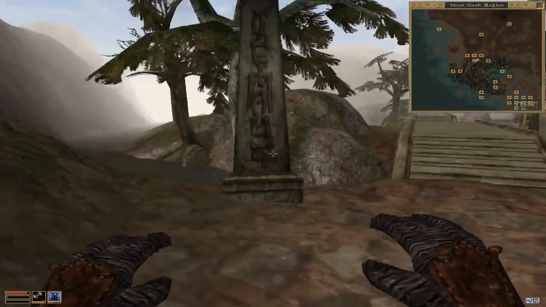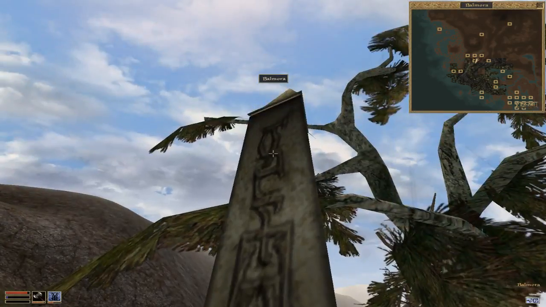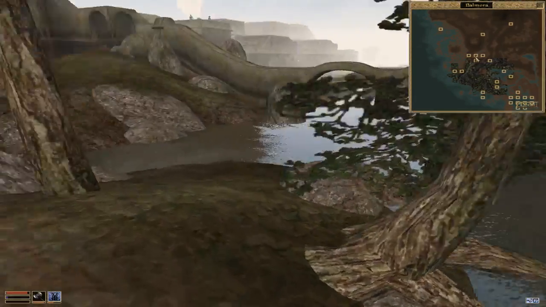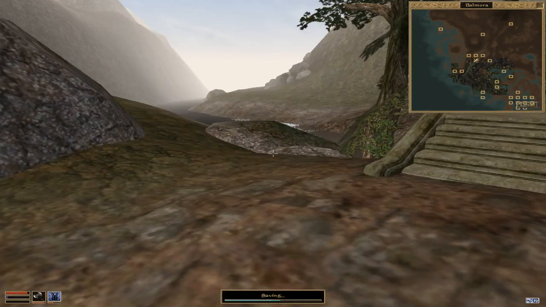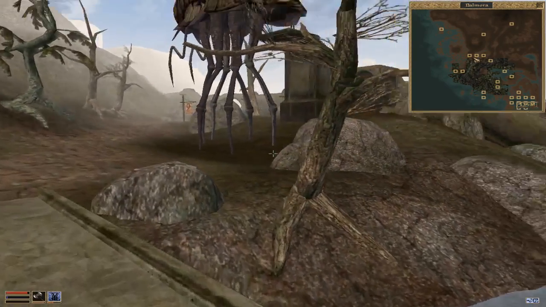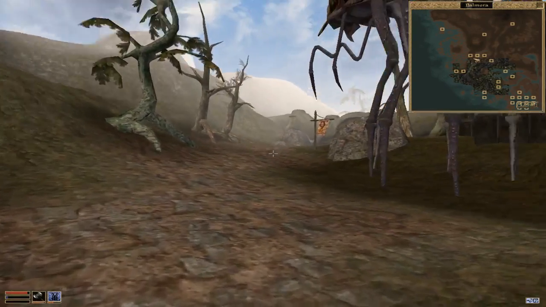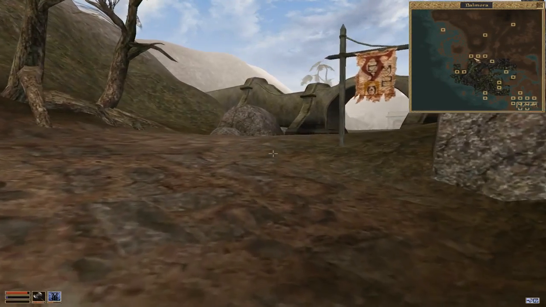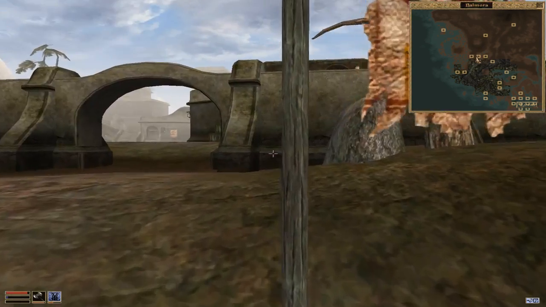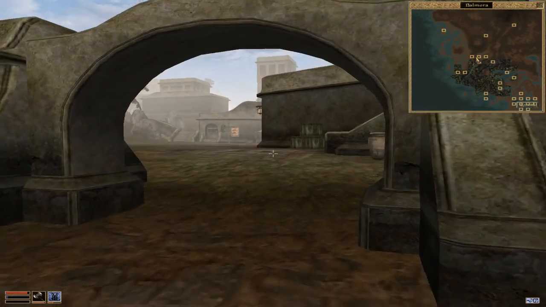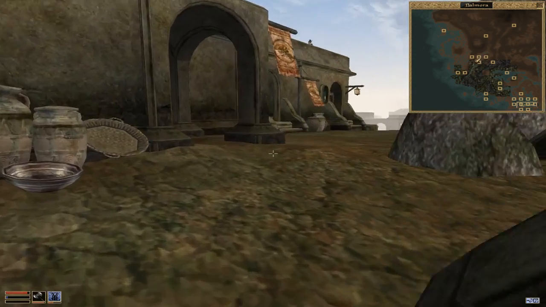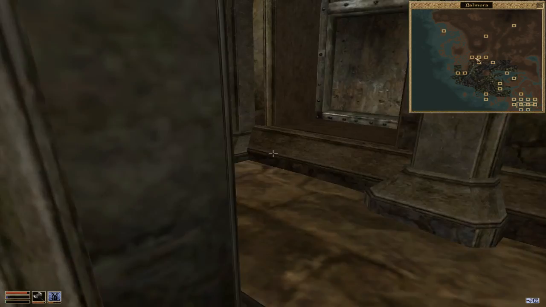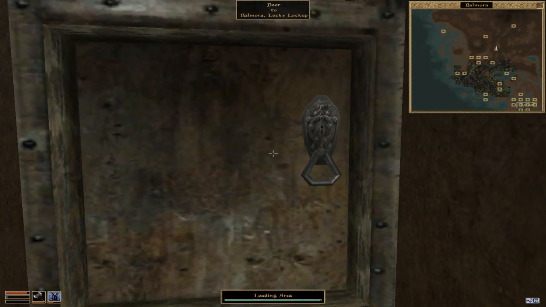We are in Balmora for the first time. Yeah, we are going there for the first time. But there is no combat stuff there. Just plain old text. Talking, stories, speechcraft, persuasions, and trading. Lucky Lockup. Let's see what it is.